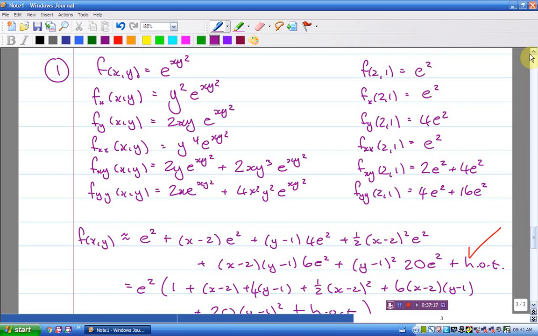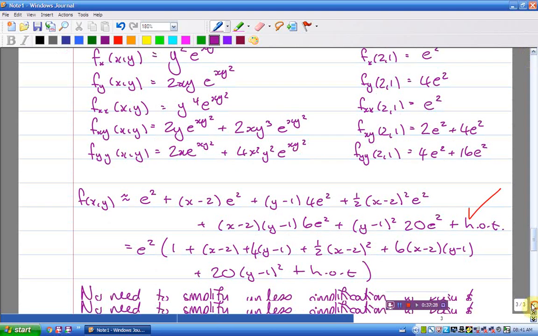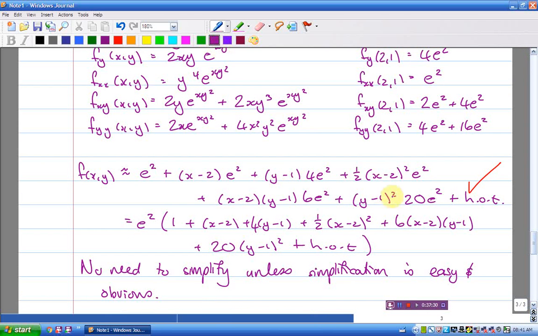Question? Why do we not have 10 e squared instead of 20 e squared? Yeah, you're right. I lost my half, didn't I? I lost my half because I'm in such a hurry. So that's actually a 10. Thank you.